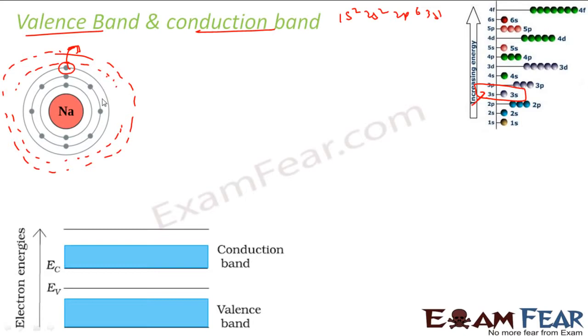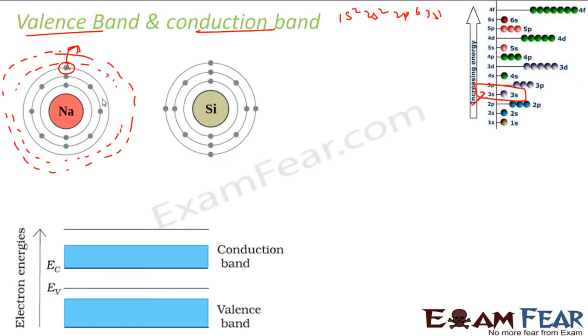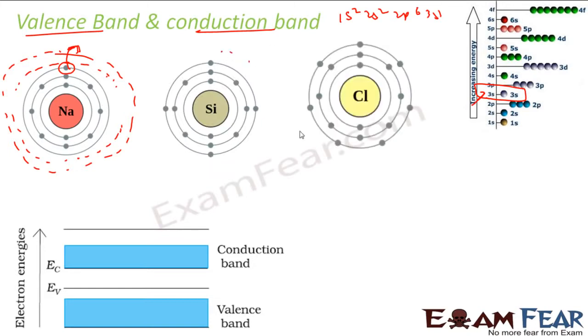So we have talked about this in the Bohr and the quantum theory. So this is the typical understanding of valence band and conduction band. Same thing with silicon also. We see there will be some conduction band here, right? Chlorine also will have conduction bands and valence band.